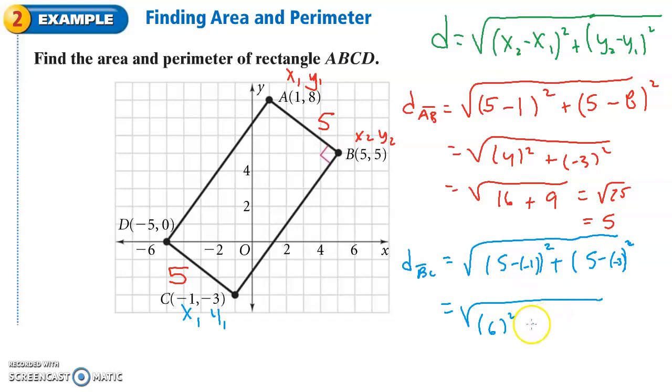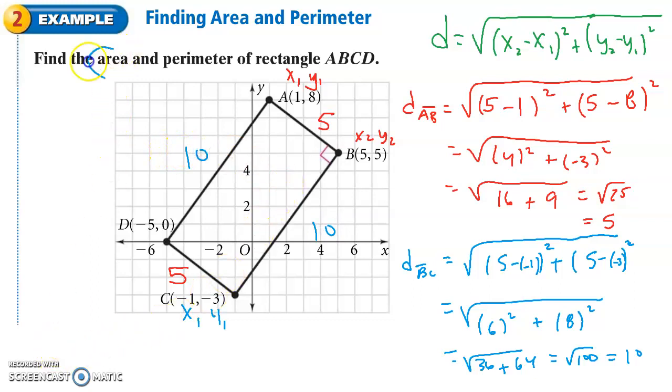2 negative signs make a plus sign, and this becomes 5 minus negative 3 is going to be 8 squared, which will give me the square root of 36 plus 64, which is going to give me the square root of 100, which is just going to be 10. So I now know that this side length is 10 and this side length is 10.